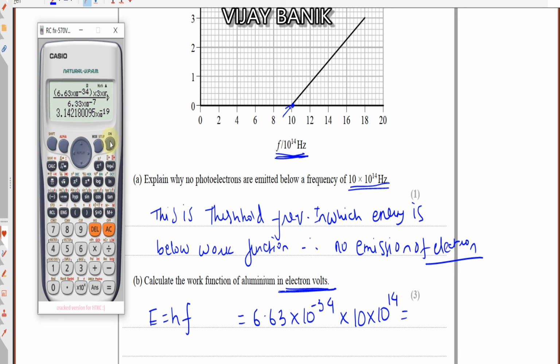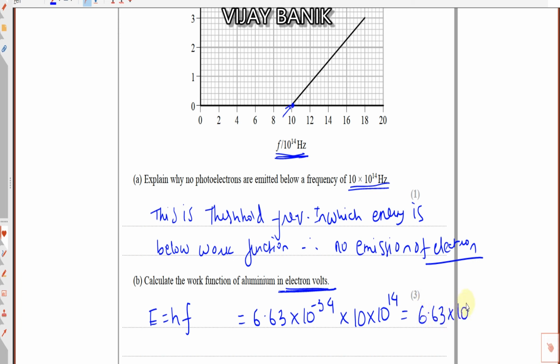So if we do that again, let me start again. It's going to be bracket 6.63 into 10 raised to minus 34, close bracket, into 10 into 10 to the power 14, close bracket. Okay, so our answer is 6.63 10 raised to minus 19.